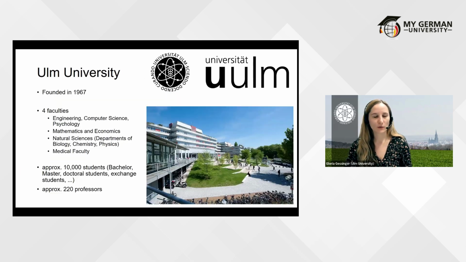Ulm University was founded in 1967, and it's comprised of 4 different faculties. We have an engineering, computer science, and psychology faculty. There's the faculty of mathematics and economics, and our faculty of natural sciences with different departments in biology, chemistry, and physics. We also educate medical students and have a medical faculty. At the moment, we have about 10,000 different students and approximately 220 professors.